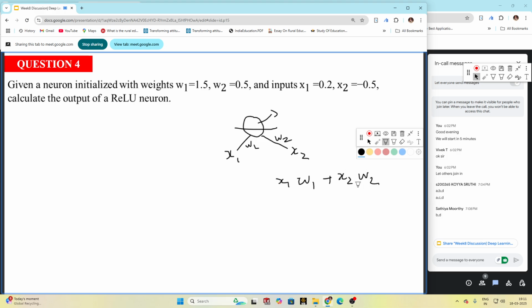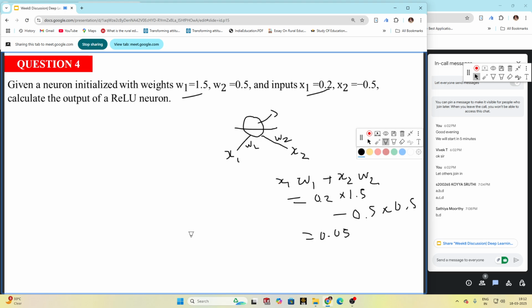So what is x1 w1? It is 0.2 into 1.5, plus this thing. What is x2? x2 is minus 0.5, so this is minus 0.5 into 0.5, right? This is your input to the pre-activation part of the neuron. This is 0.30 and this is 0.25, so your answer will be 0.05. Okay, so this is up to the pre-activation part.